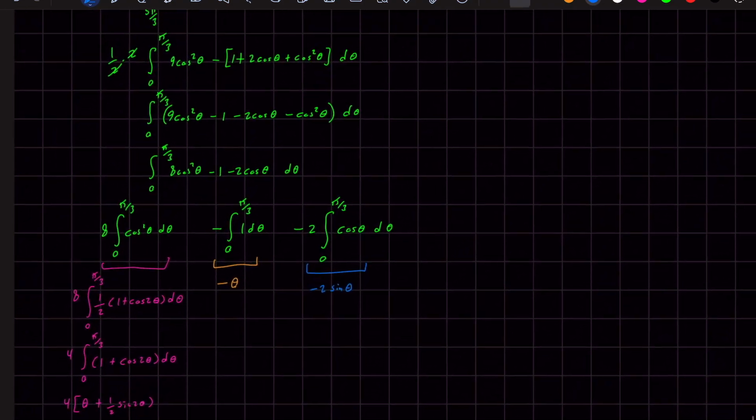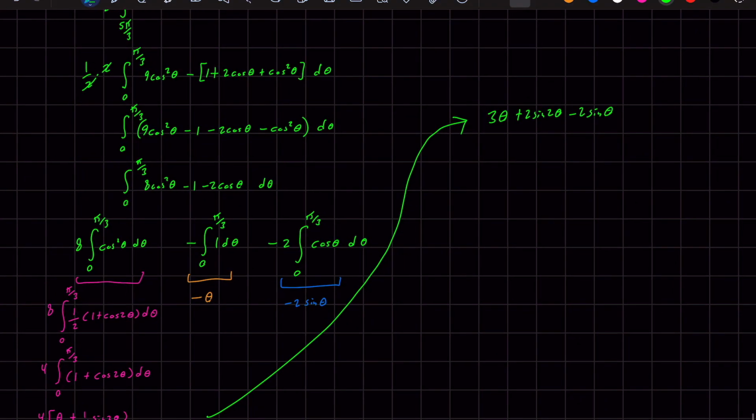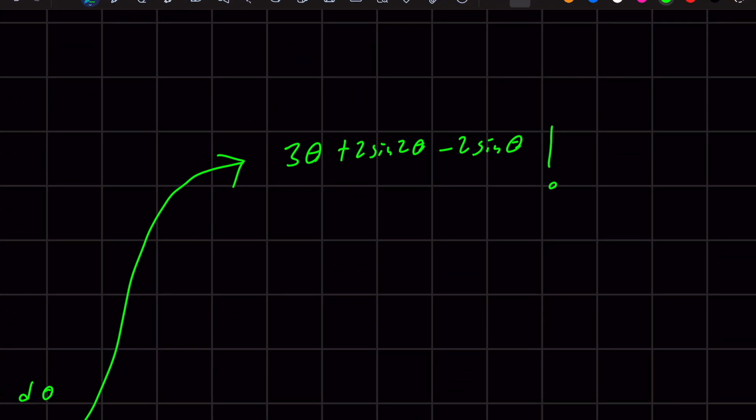So that's all our integrals. Now I'm going to bring all of them together and evaluate them all at once. So we have 4 theta. Actually, since we have that 4 theta and then that minus theta right here, we actually just have 3 theta. I just combined those right away. 3 theta plus 2 sine 2 theta minus 2 sine of theta. And this is evaluated from 0 to pi over 3. So we can just plug all those in.